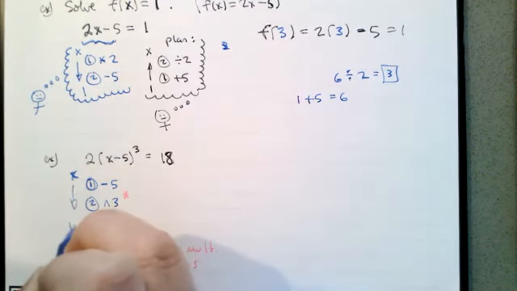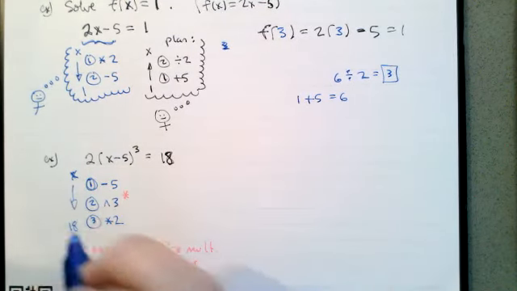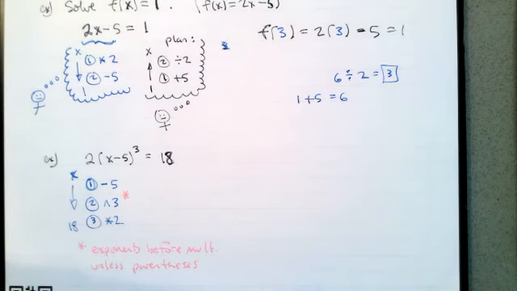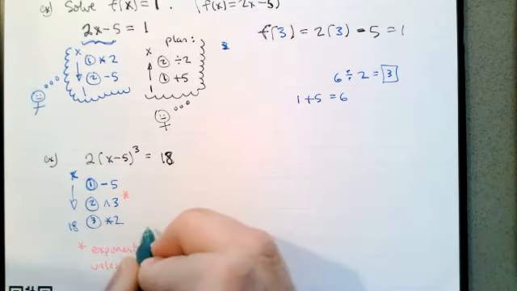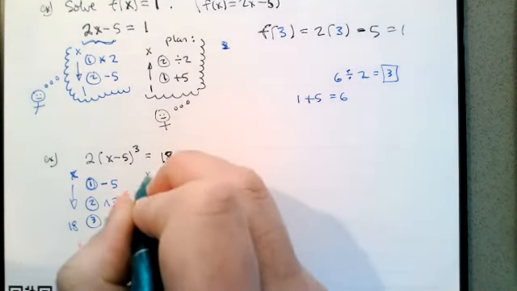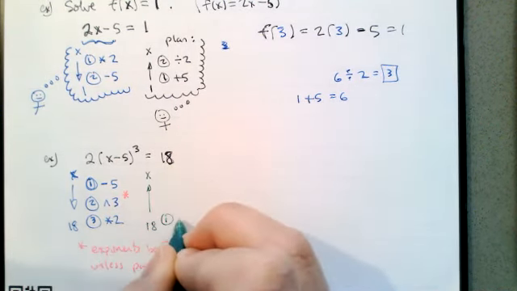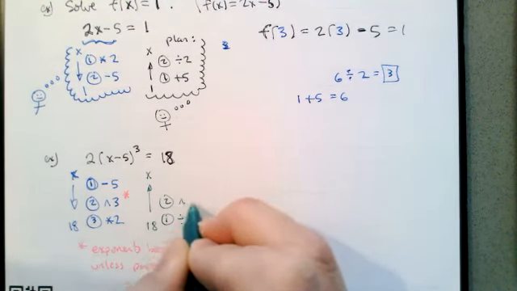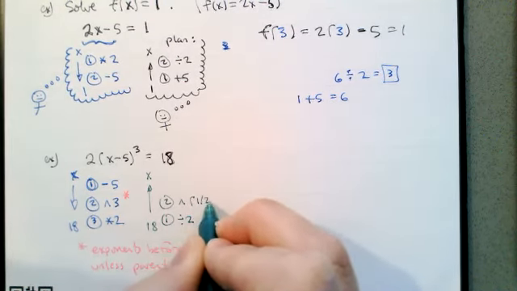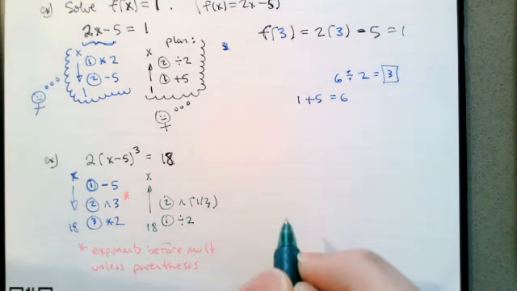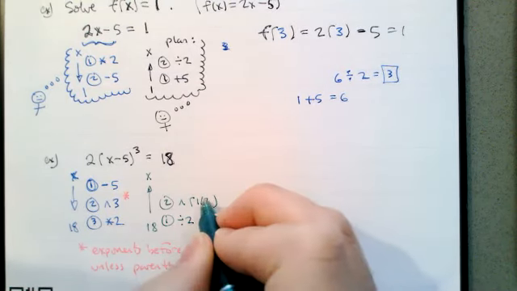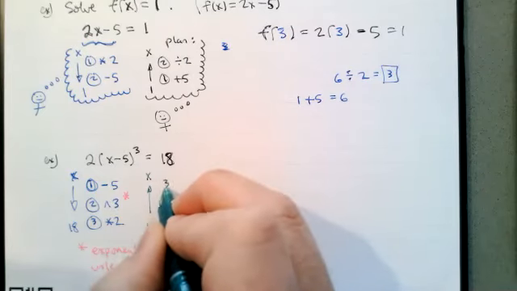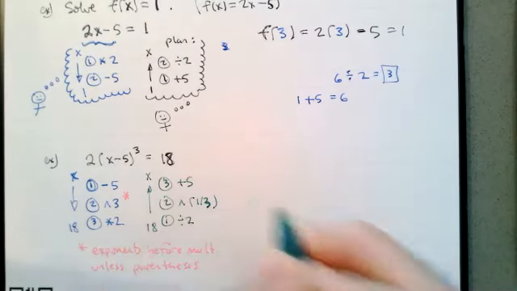X has turned into an 18 by the end of this process. So to undo this process, our plan for turning an 18 back into an x: first, we divide by 2. Second, we do a 1/3 power, because the inverse of our exponent is a reciprocal exponent. And third, we add 5.